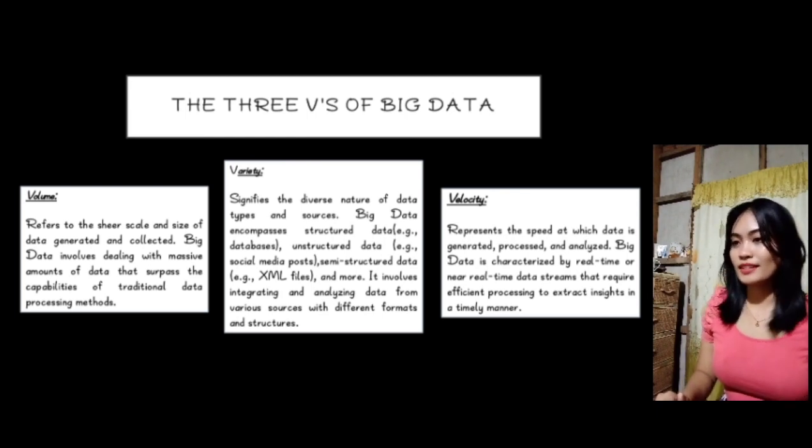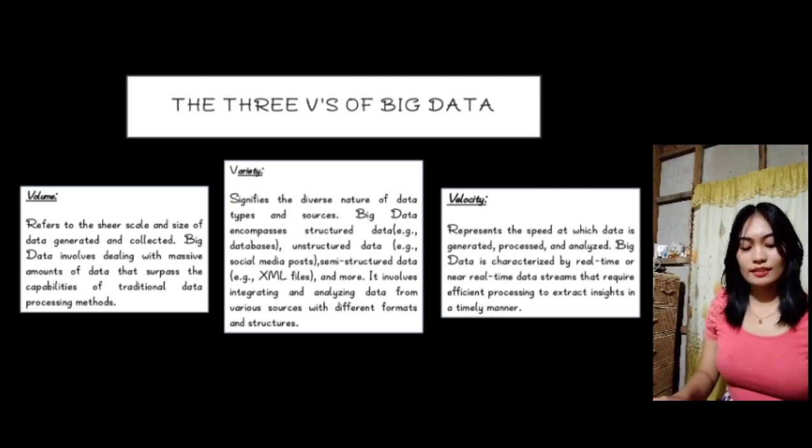would include databases, and for the unstructured data, examples would be social media posts. Then we have semi-structured data. Examples would include XML files and more. Now, it involves integrating and analyzing data from various sources. So that's the keyword for this second V, the variety. So variety would equate to various sources with different formats and structures.